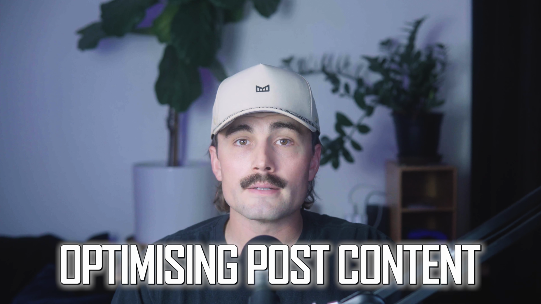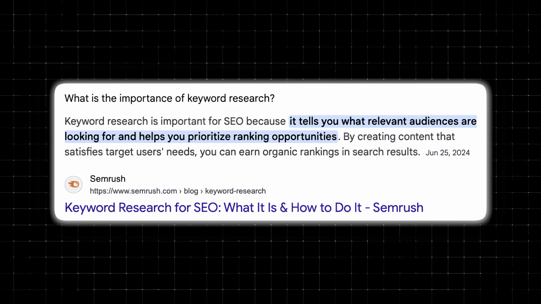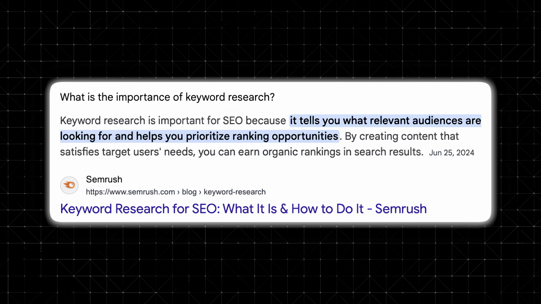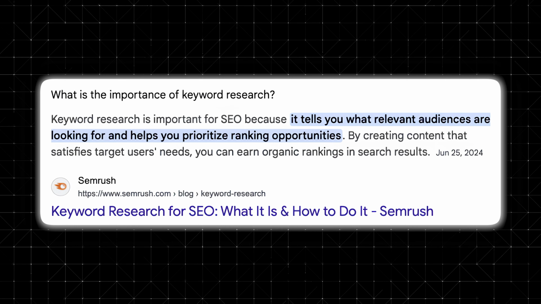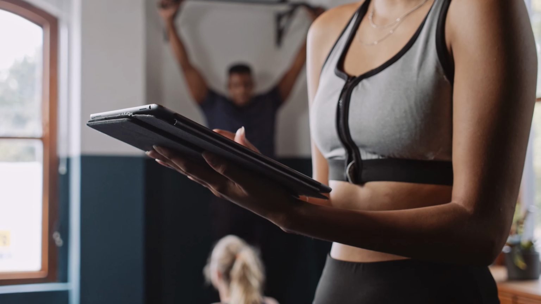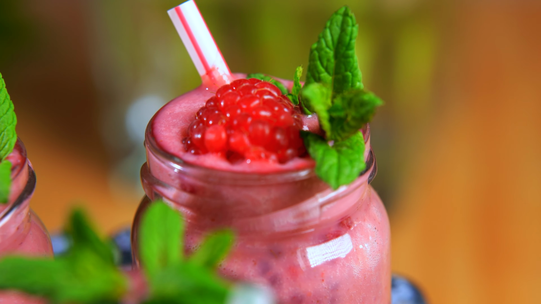Optimizing post content. Keywords help search engines understand your post's topic. So research keywords using tools like Google Keyword Planner or SEMrush. Choose long tail keywords that reflect what your audience is searching for, such as healthy smoothie recipes instead of just smoothies.